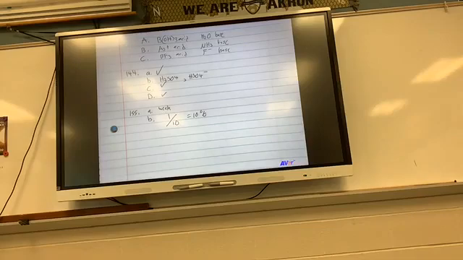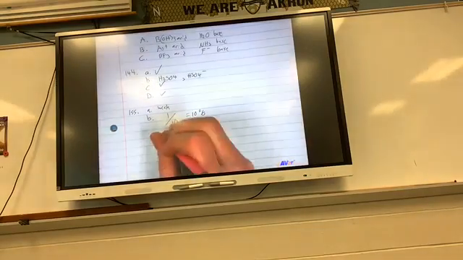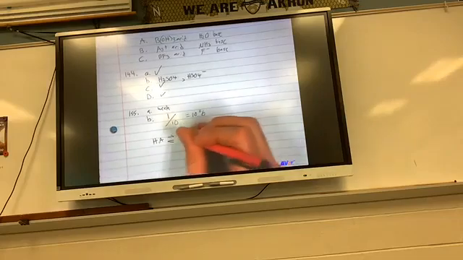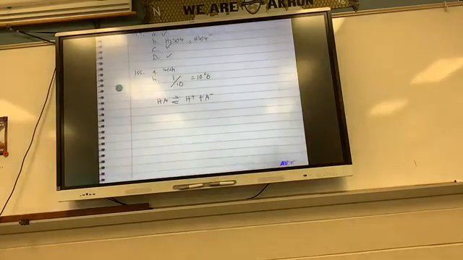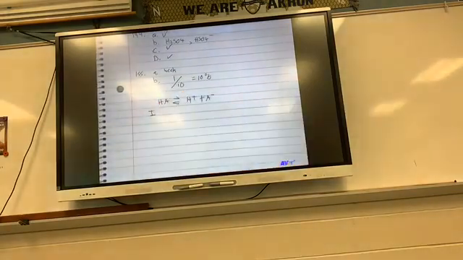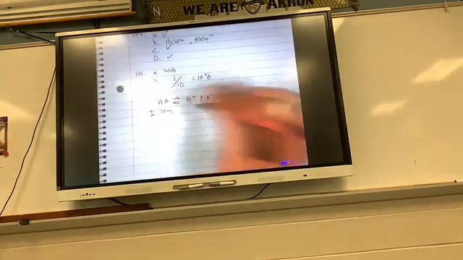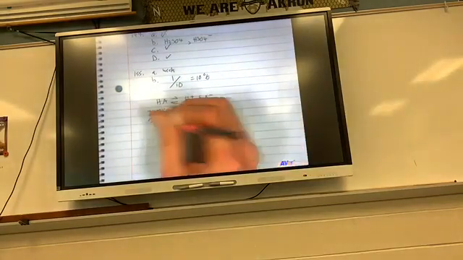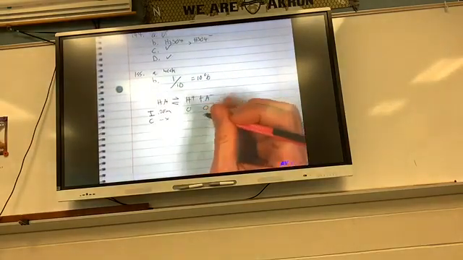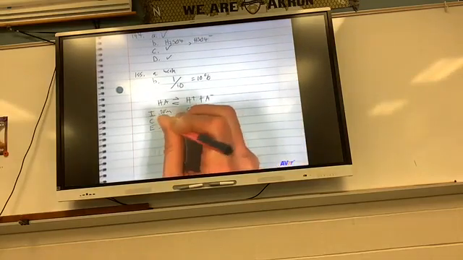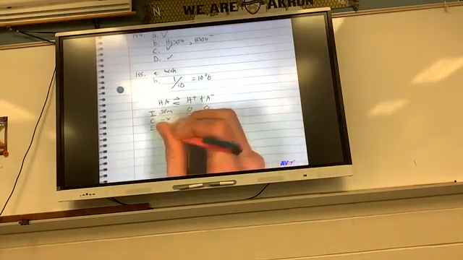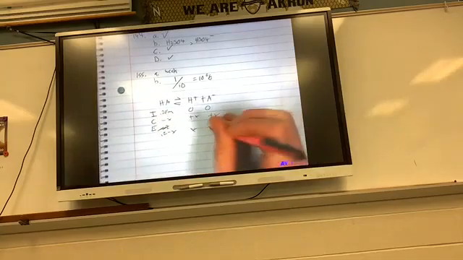So, to get your Ka, I have HA. Here's my reaction, in equilibrium with H plus and A minus. There's my R. Initial concentration is what? 0.20 molar, 0, 0. Change: minus X, plus X, plus X. Equilibrium: 0.2 minus X, X, and X.